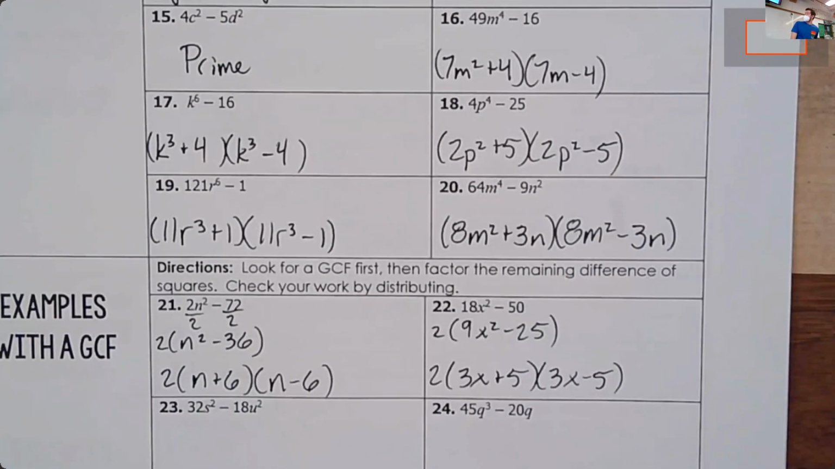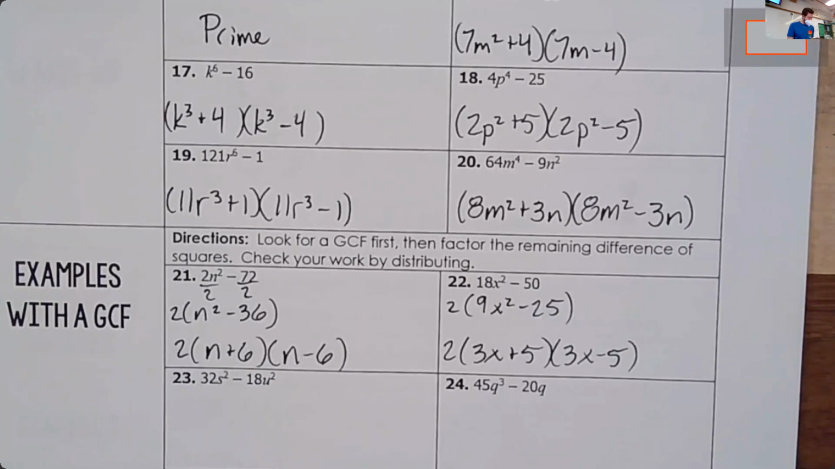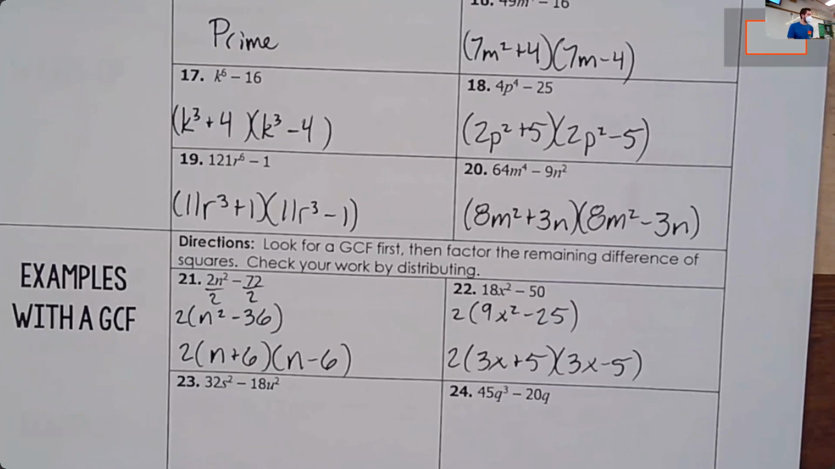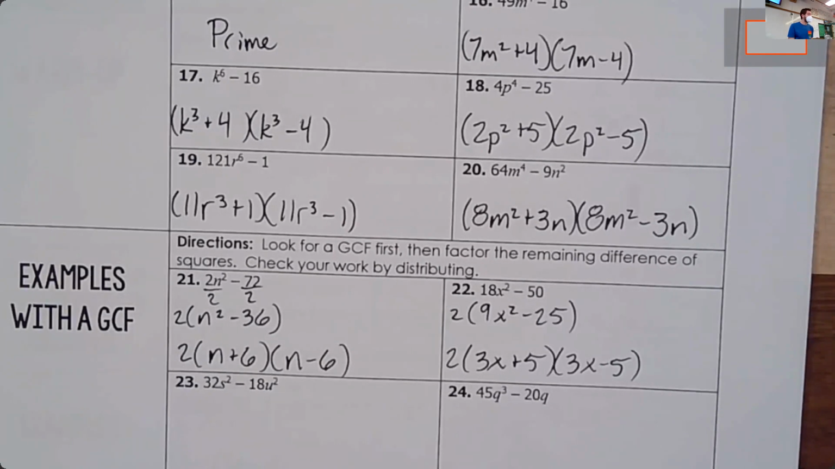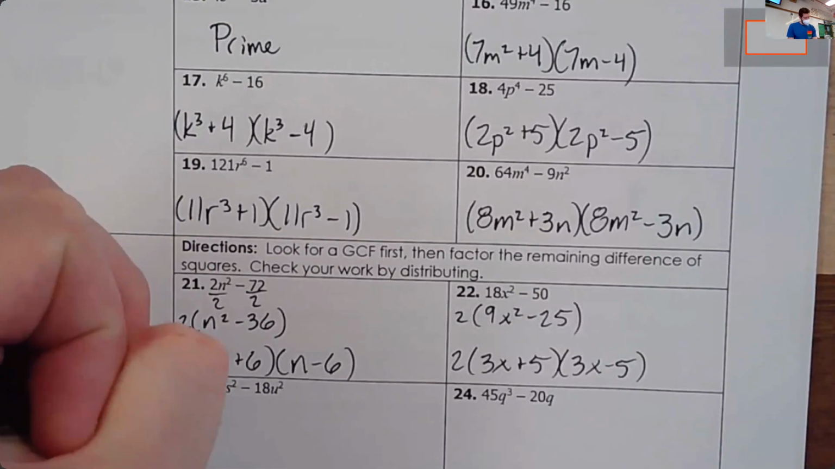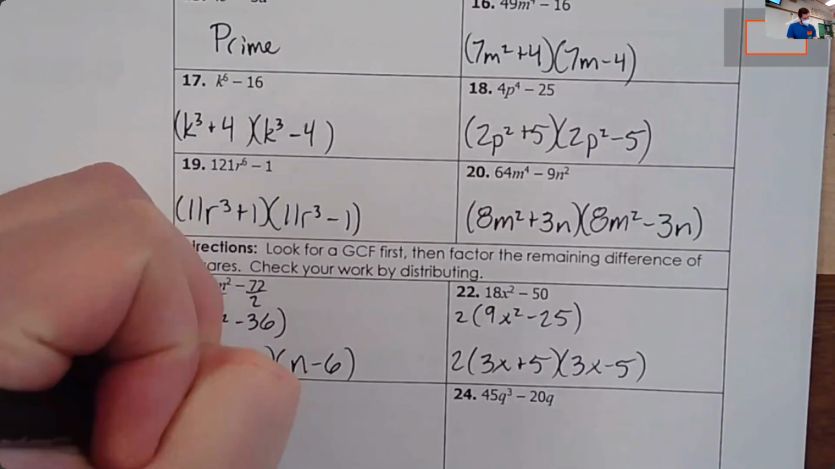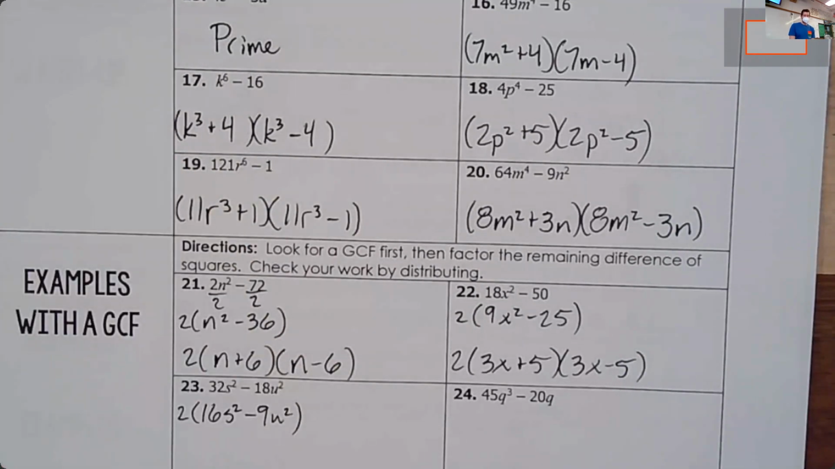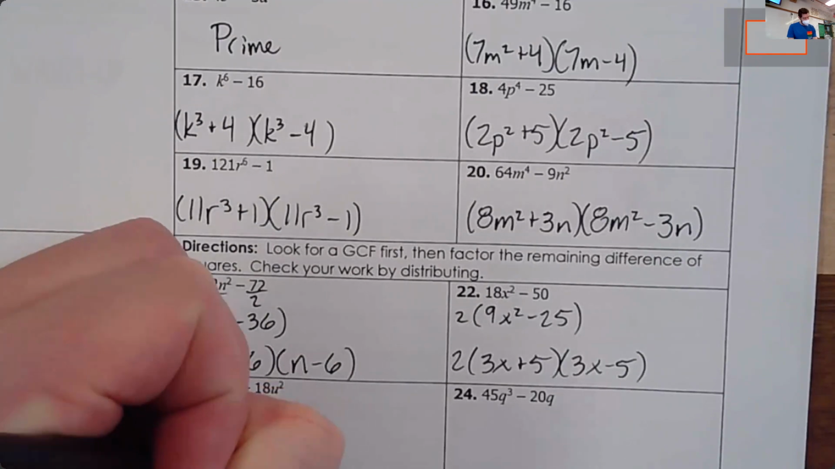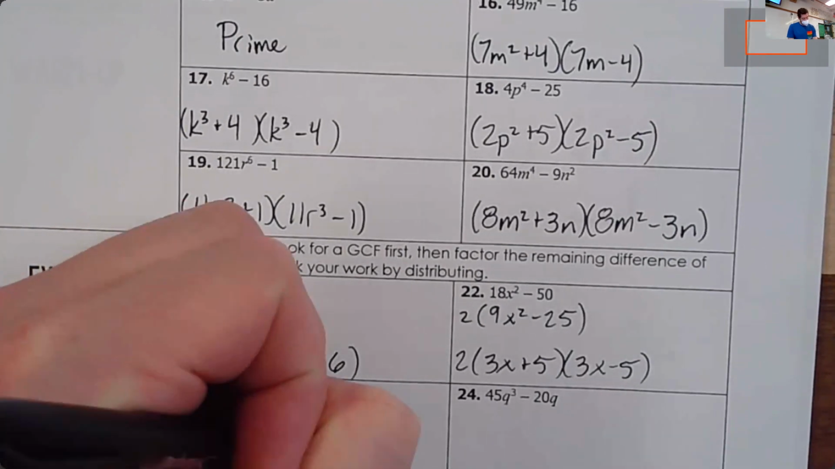All right. Let's keep going here. How about 23? What is the largest number we can divide 32 and 18 by? Again, you'd think it should be more than 2 because of the types of numbers these are, but it's not. It's just 2 again. So divide out a 2. So that'll be 2 times 16s squared minus 9u squared. 16 and 9, those are both perfect square values. So we're going to get 2 times 4s plus 3u times 4s minus 3u.